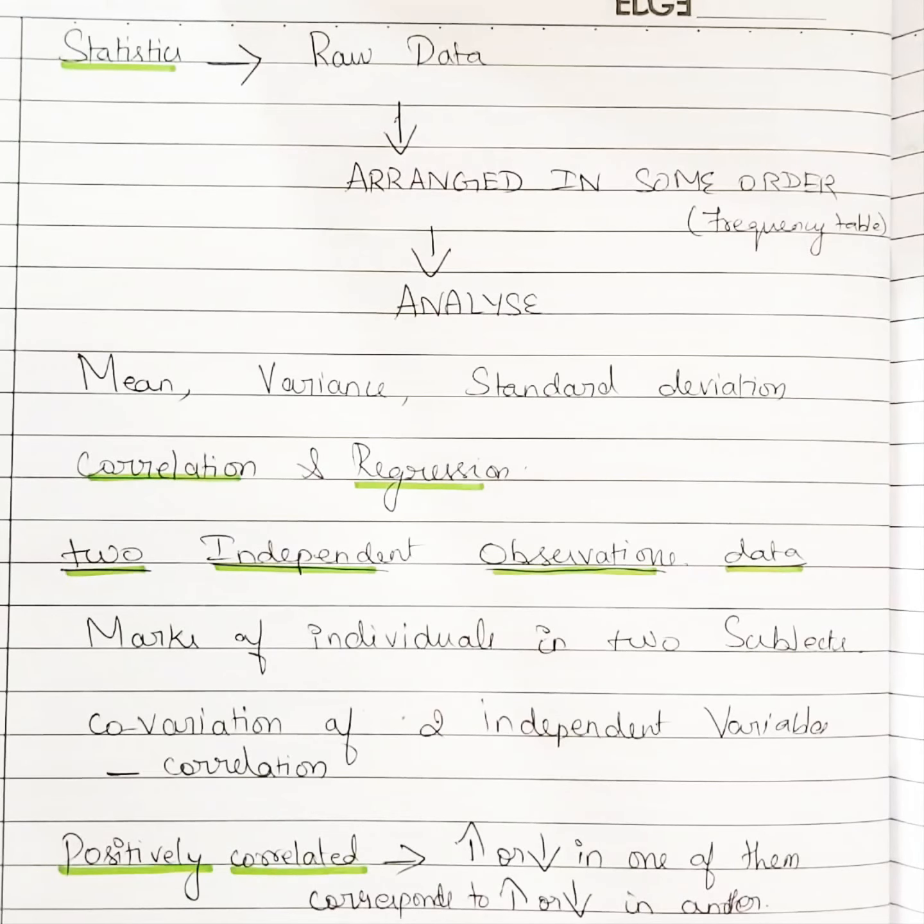For example, marks of an individual in two different subjects. Say X denotes maths marks and Y denotes some literature, English or whatever it is. In what way are they dependent on each other? Because the literature knowledge of one person differs from the mathematical knowledge. So with the given data, we will come to a conclusion as to in what way they are dependent on each other. So correlation is nothing but covariation of two variables.